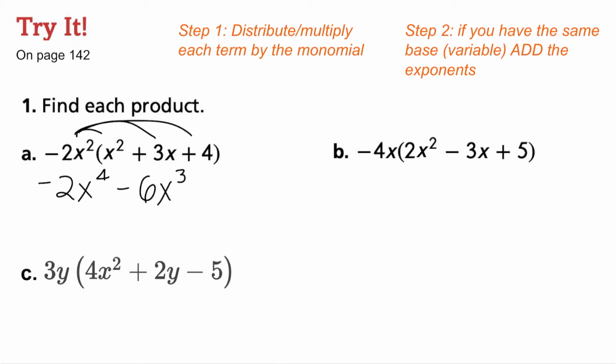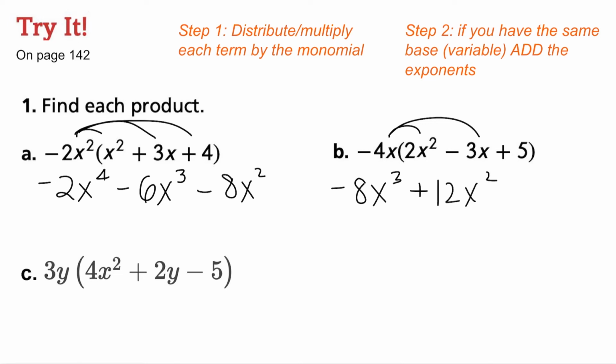So anytime you have the same sign, like 2 negatives or 2 positives, it will create a positive product. Anytime you have different signs, like a negative times a positive or a positive times a negative, you'll get a negative product. Then when we use our exponent rules, we are only able to add the exponents if our base or our variables are the same.